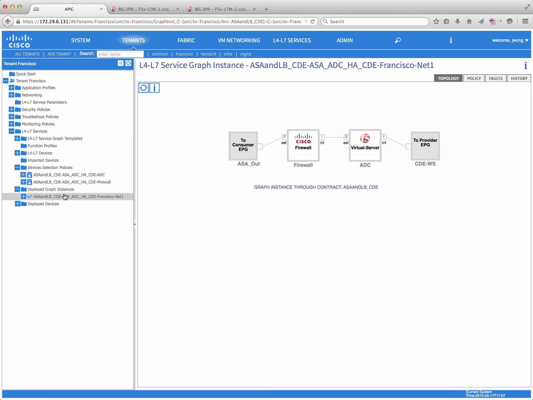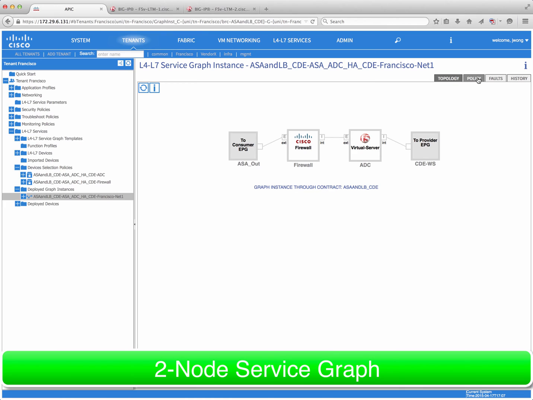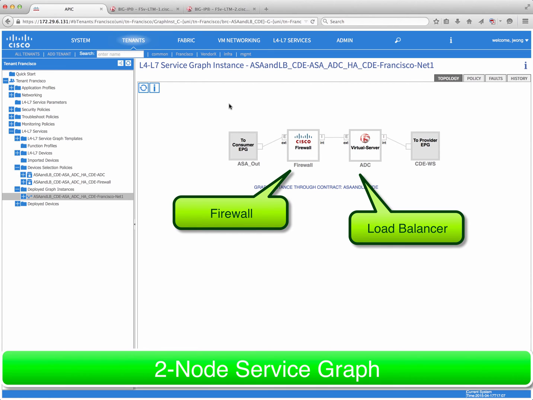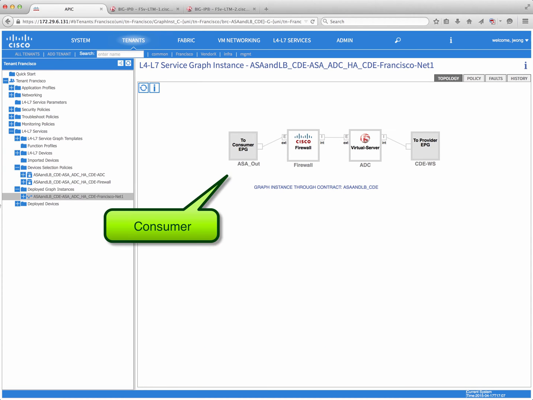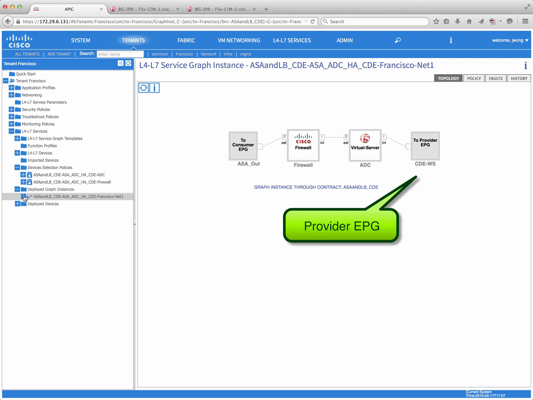This is where a service graph is defined that has L4-7 devices in it. What makes a service graph unique is that it is a two-node service graph with both firewall services and load balancing services included in the same graph. We see that there is a consumer EPG called ASA out, where requests come into the fabric. Those requests are first sent to the Cisco firewall and then to the F5 load balancer, where they are processed and sent onto servers in the CDE web server EPG.